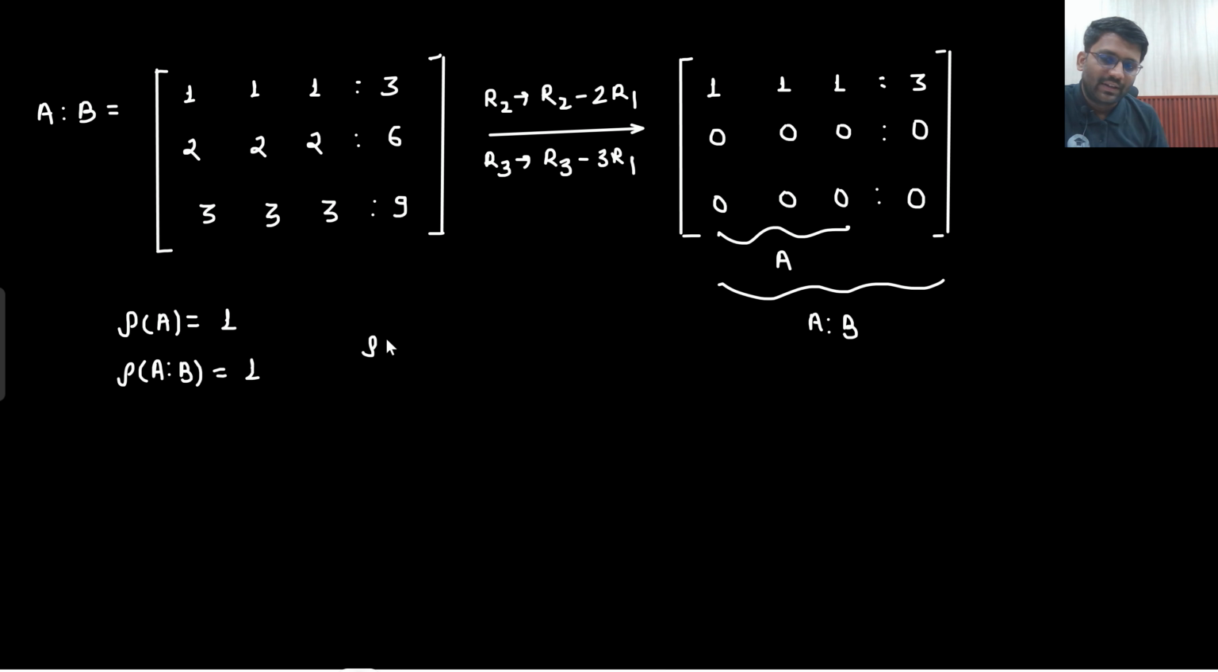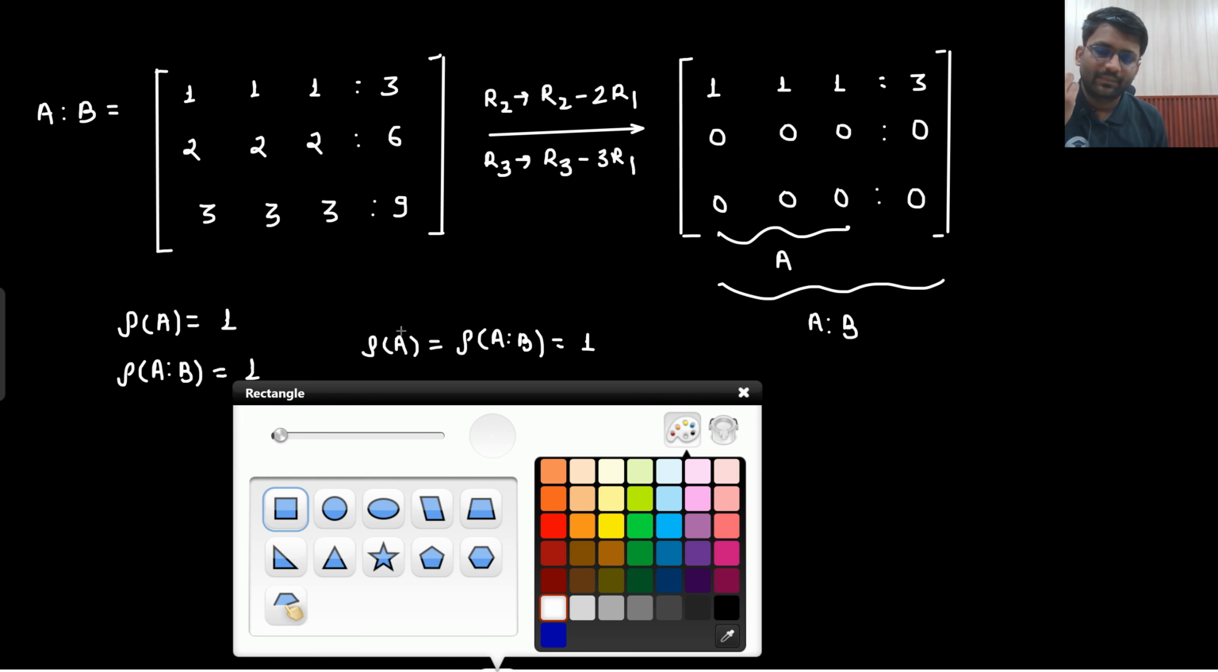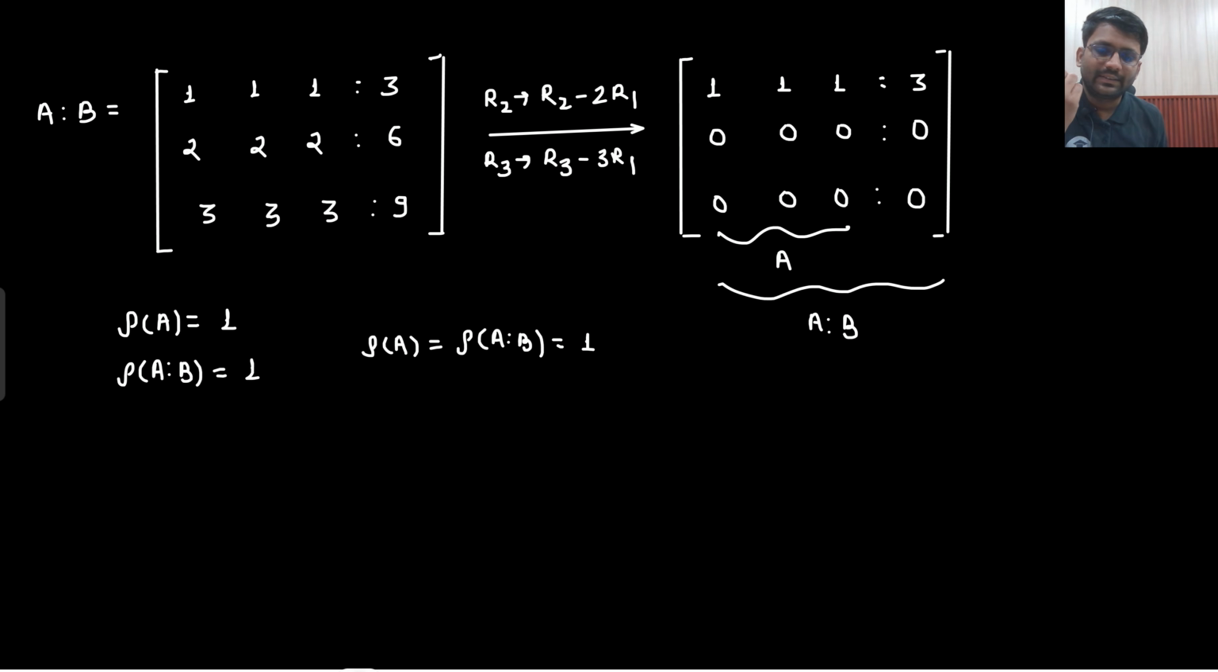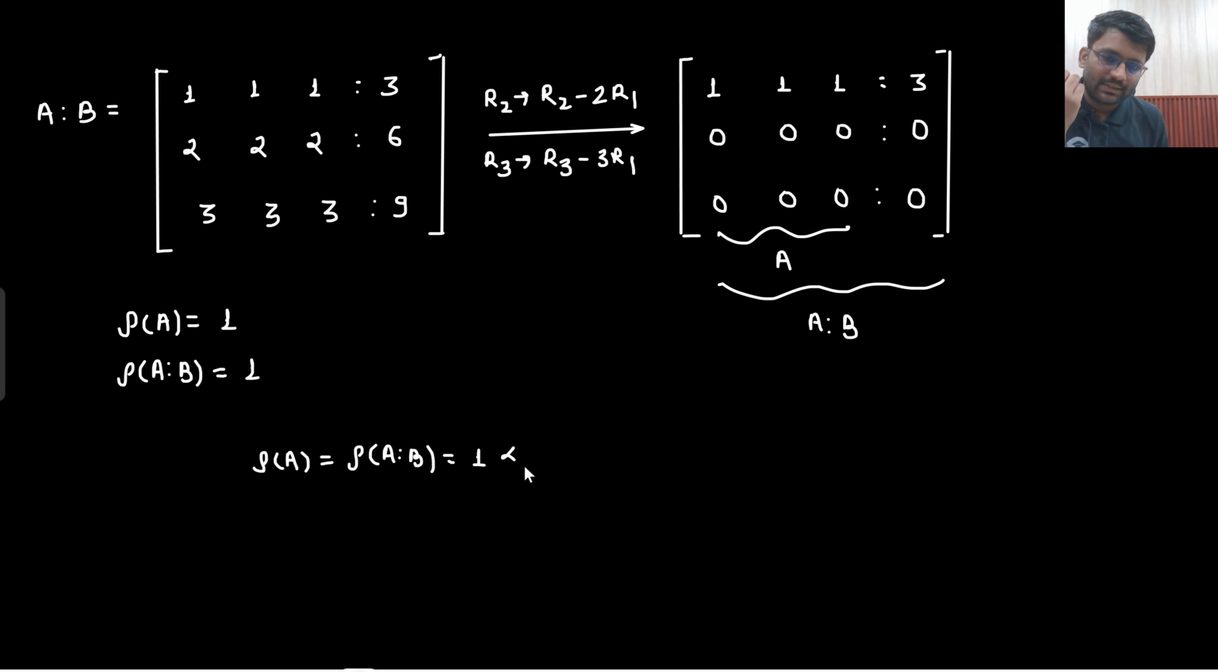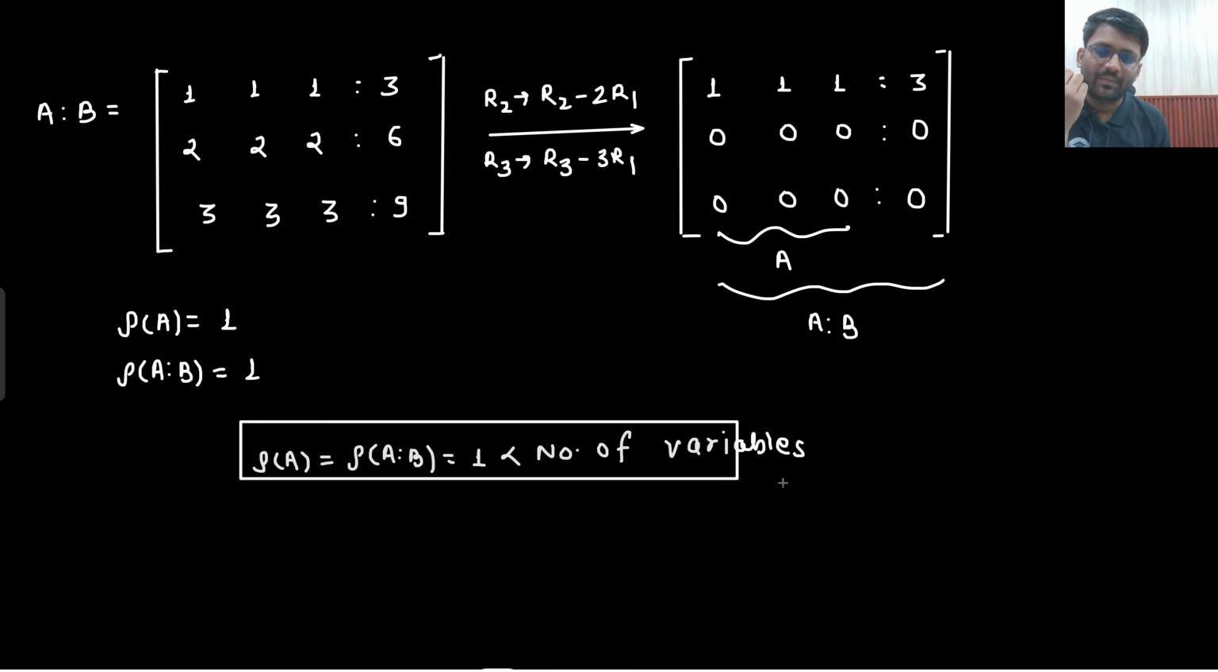So what do you see here? Yeah, sorry for the interruption. So what I was saying, rank of A equals rank of A augmented B, and that is coming out to be 1. And it is less than the number of variables. How many variables are there? Number of variables is 3. So it is surely less than the number of variables.